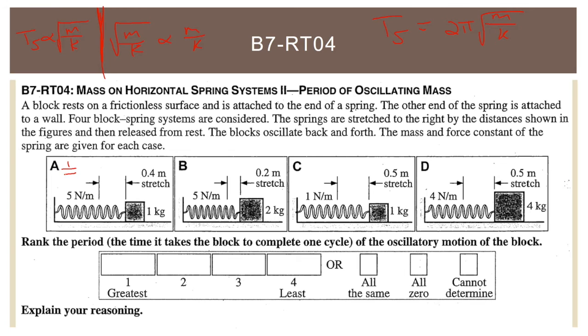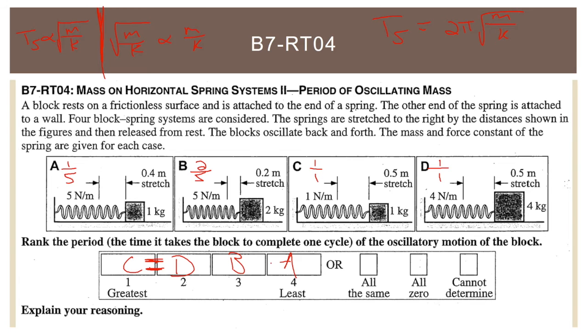Here, we have 1 over 5 for A. For B, we have 2 over 5. For C, we have 1 over 1. And for D, we have 4 over 4, which is 1 over 1. And if the ratio is bigger, that means the period is going to be bigger. Notice the biggest ratio then is C and D. C is equal to D, starts us out. Then we go biggest to smallest. So that would be B and then A. So we have C equals D, then B, then A.